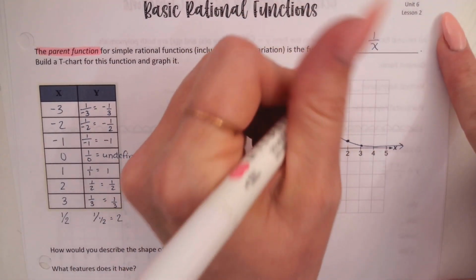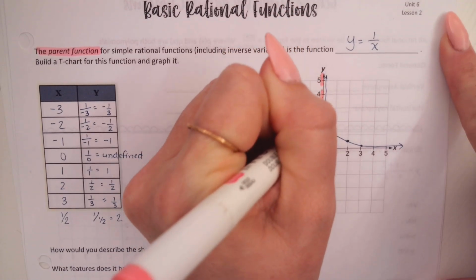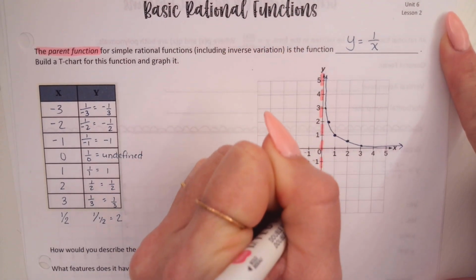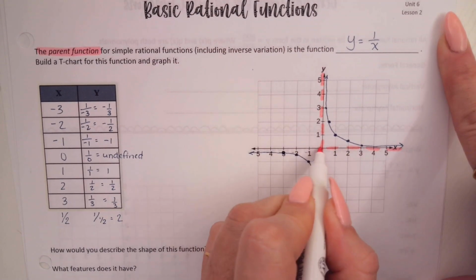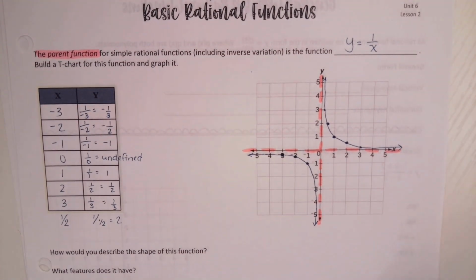Each of these little parts of the graph is called a branch. So this rational function has 2 branches and 2 asymptotes. And again, this is just the parent function. They can move left, right, up, down.